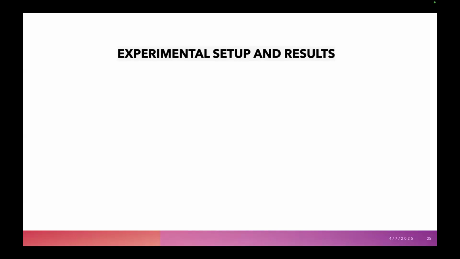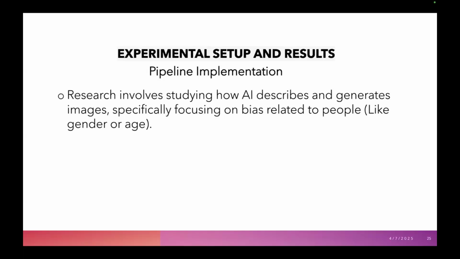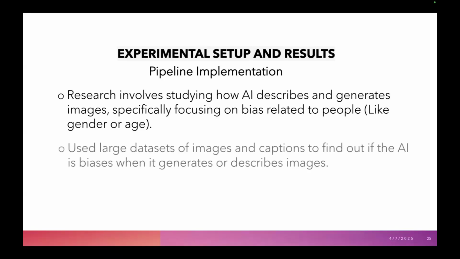Okay, so now we're going to go over the pipeline's implementation. The goal is to see how biases such as stereotypes or prejudice show up in both images and captions. The research focuses specifically on images where there's only one person in them. They did this because people-related biases are especially problematic.